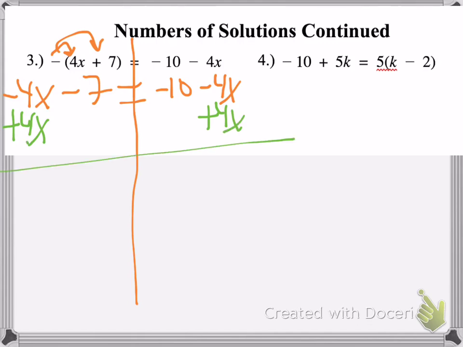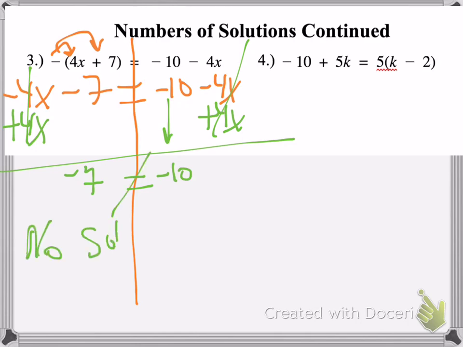Negative 4x plus 4x is 0. It's gone. We have negative 7. We also have this negative 10. And then we've got negative 4x plus 4x. That's also 0. It goes away. Remember, the numbers are not the same. That means no solution.